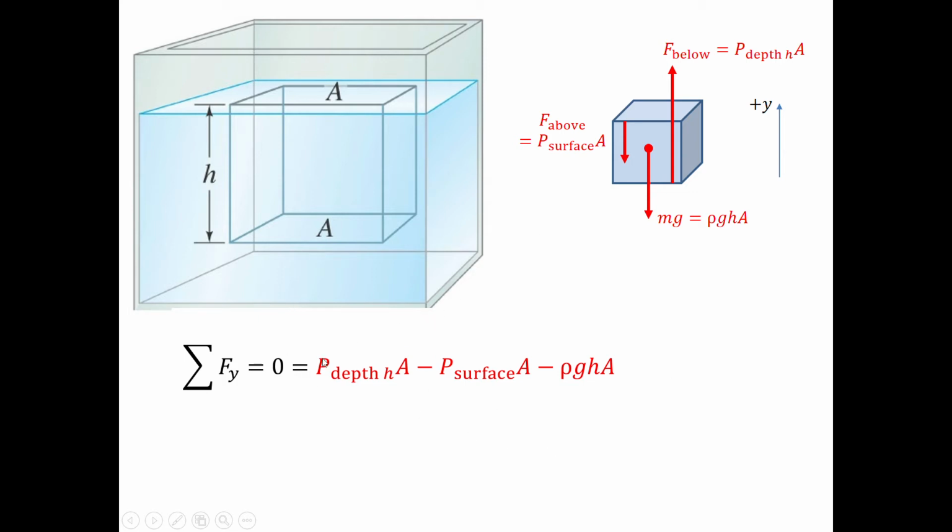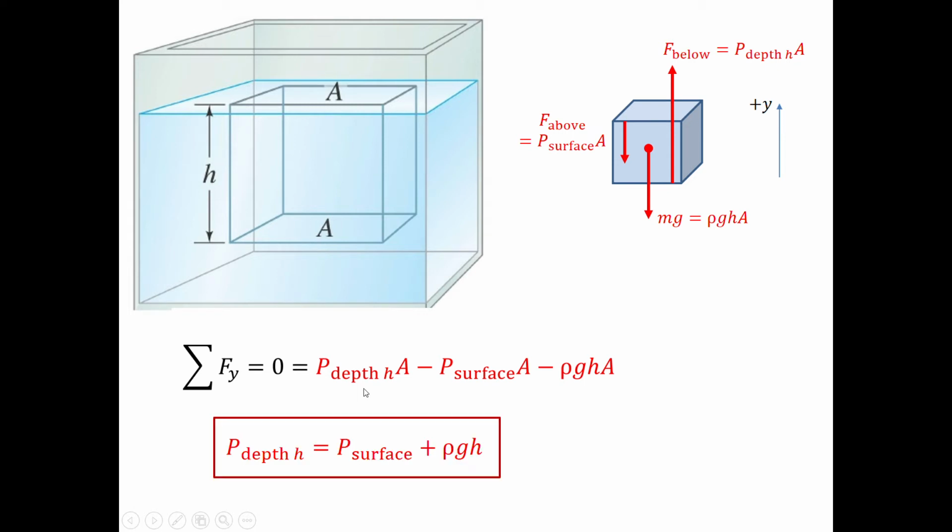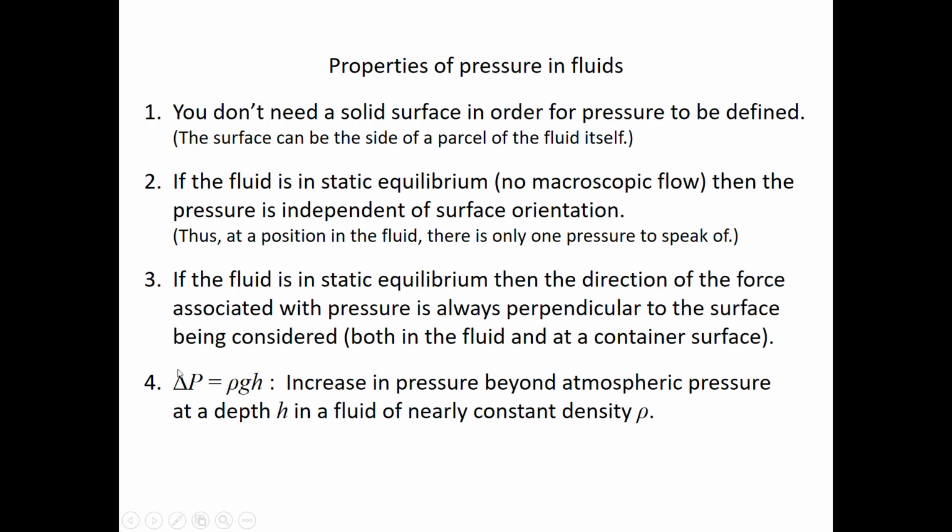And what I'm just going to do is solve for P at depth h. First thing I'll do is divide by A there. Pressure at depth h is equal to the pressure at the surface plus rho gh. And therefore, the change in pressure between the depth h and at the surface is just going to be rho gh. That's what this formula says. If you go down a distance h in a fluid, the pressure increases by rho gh.